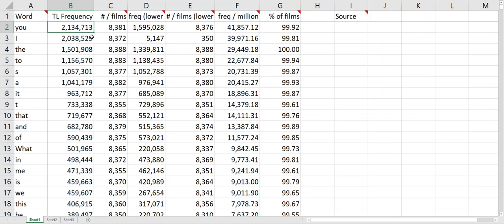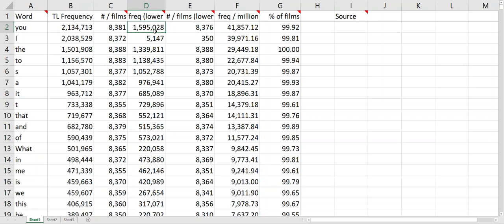We can see there are 2,134,713 times that the word U was used in total in all the films. The next column over shows how many of the films, out of the total 8,388, in which this word form occurred.